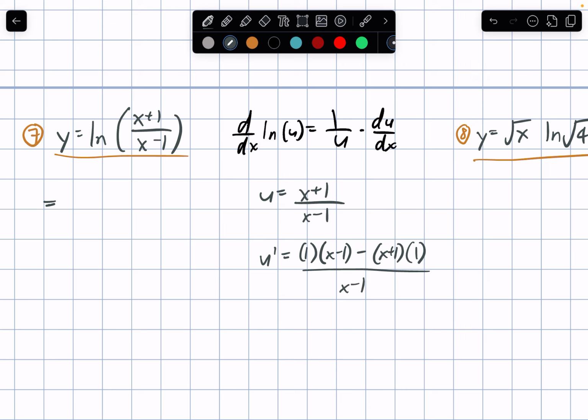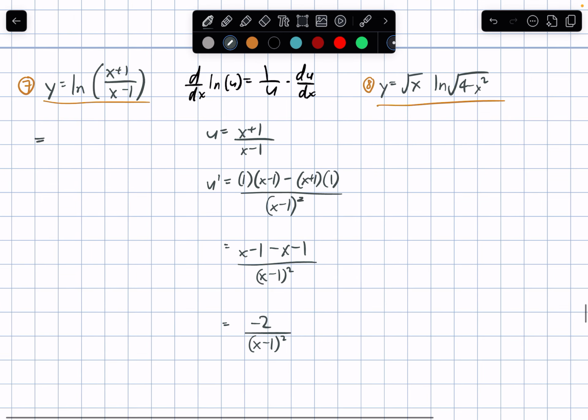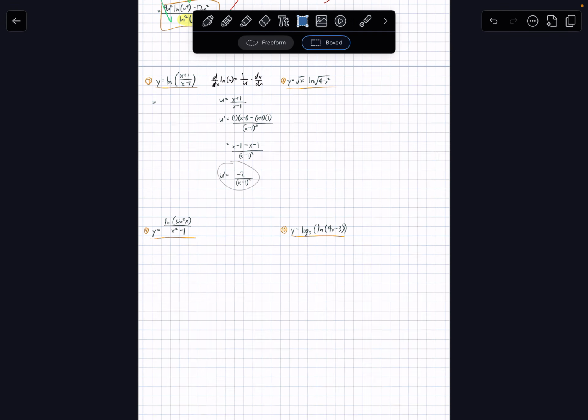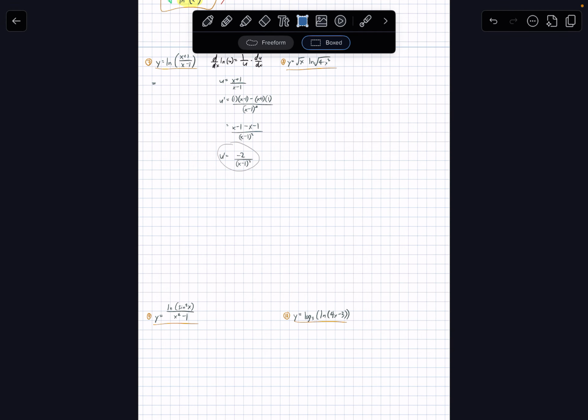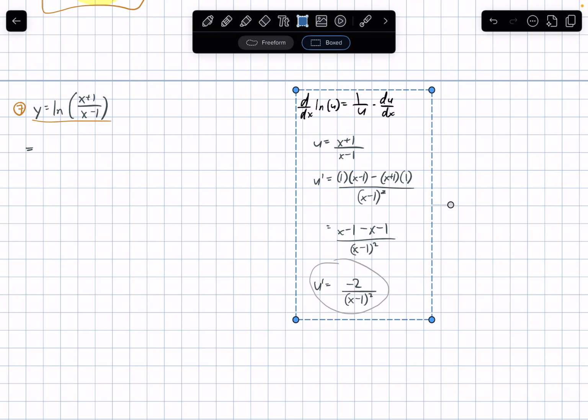And then divided by the denominator, which is x minus 1, squared. So this is going to be x minus 1 minus x minus 1. So essentially, you get negative 2. So this is the derivative of u. We'll bring this a little farther.